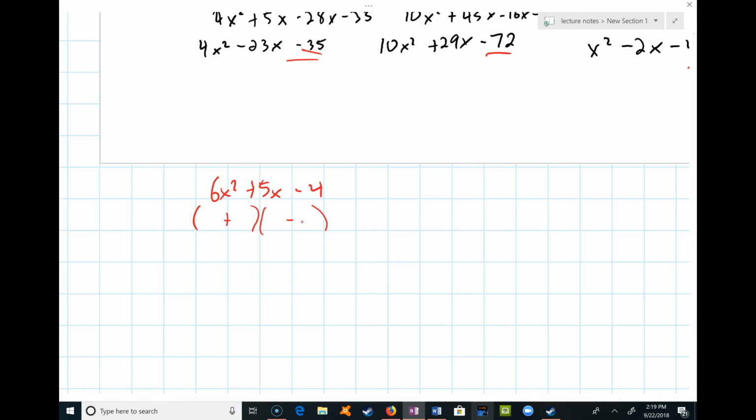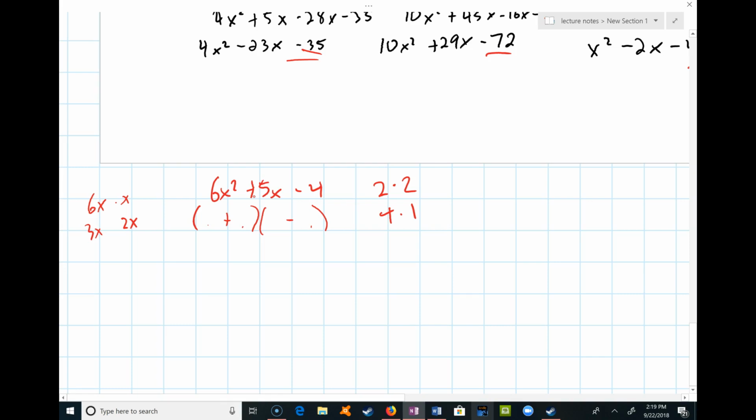So let's figure out the first term. This times this has to be 6x squared. My options are 6x times 1x or 3x times 2x, and those are my only options. Likewise, over here, this times this has to be 4, so I'm looking for 2 times 2 or 4 times 1. Now I'm looking for some combination of multiplying my outer and inner to get the 5x.